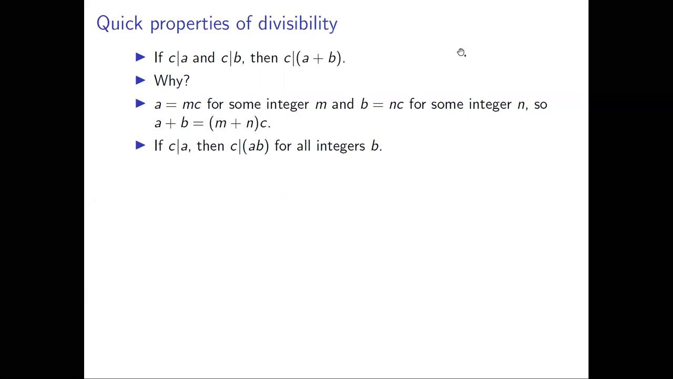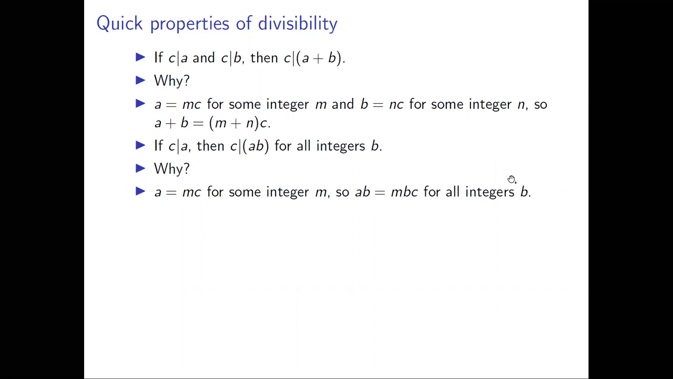And another property which follows from a similar argument is that if C divides A, then C divides A times B for all integers B. And we can see how that's true, because if C divides A, then A equals M times C for some integer M. And that means that A times B is going to equal M times C times B, which equals M times B times C. And this is true for all integers B. And the quantity M times B times C is an integer times C. So it means that C divides A times B. And that's what we were claiming in that bullet right here.